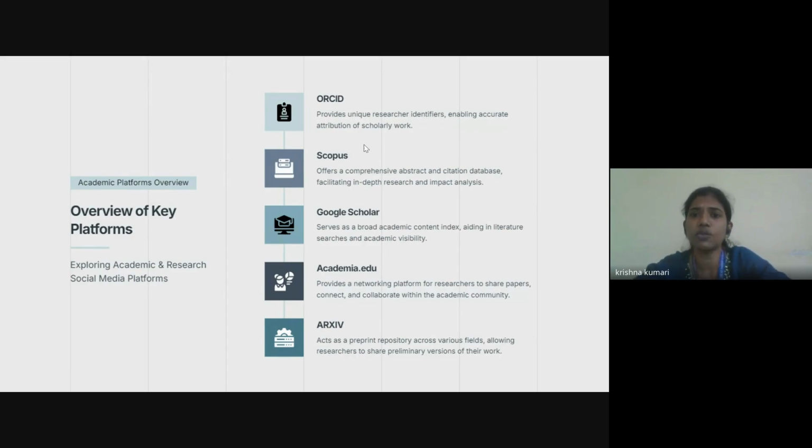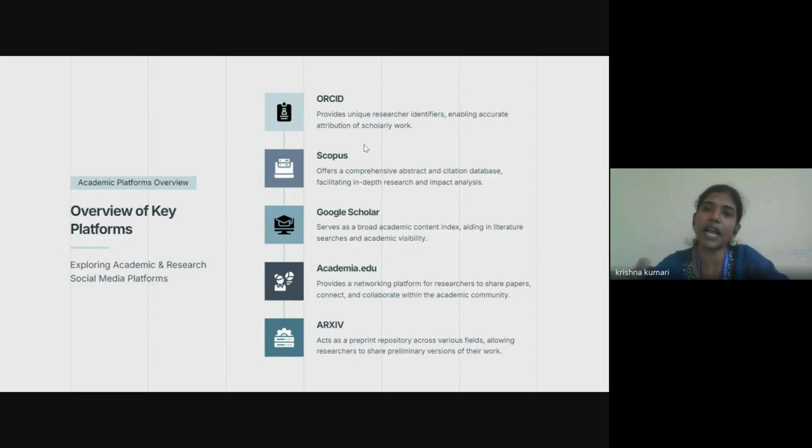So what is ORCID? ORCID is a unique researcher identifier platform, and it enables accurate attribution of scholarly work. Many researchers have the same name with the same initial, so we won't be able to search the research work of a particular researcher. ORCID provides us a unique ID, which can also be linked with our Scopus ID. By posting this ORCID ID in our research papers, other scholars or collaborators will be able to identify us and what kind of work we are doing, even though we have the same name and the same institution, because in one institution many persons with the same name can exist, right?